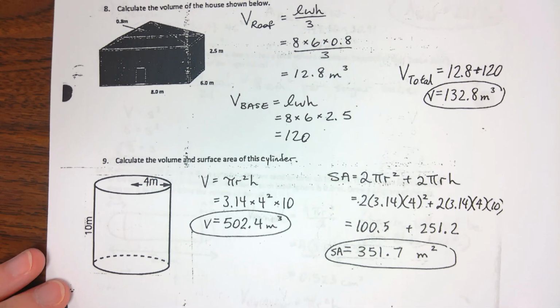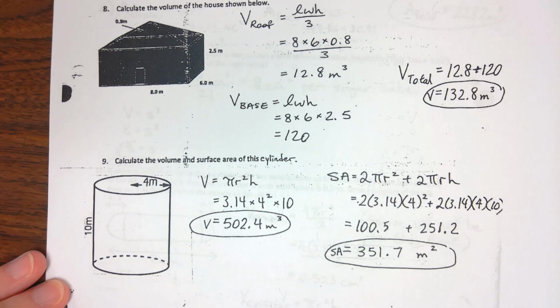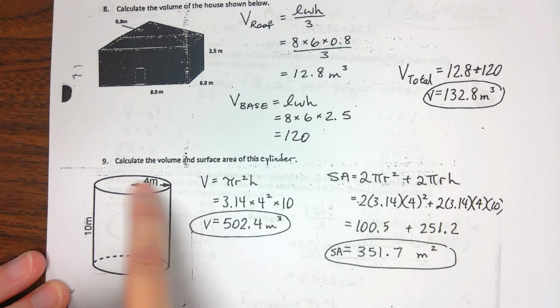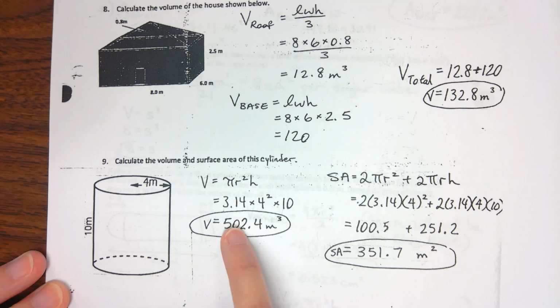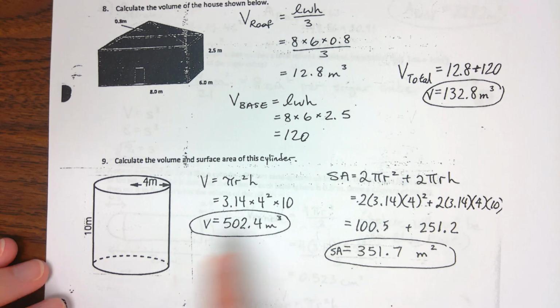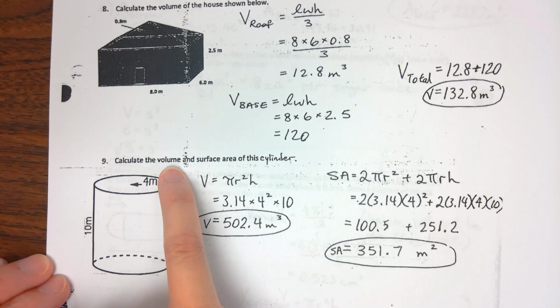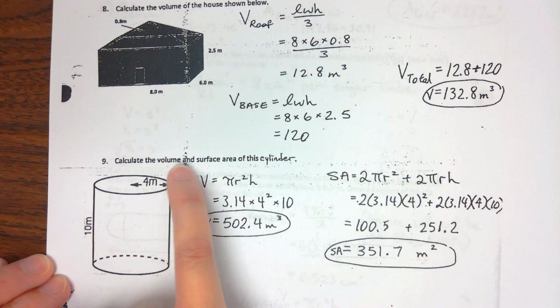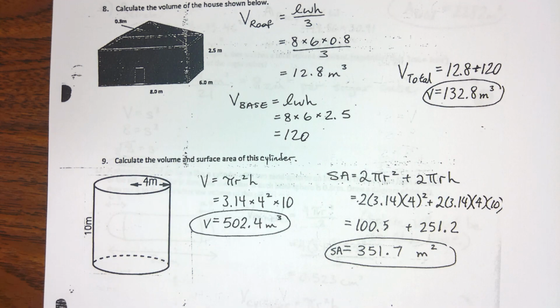Number 9, pretty straightforward. You have a cylinder with a radius and a height. So you're just plugging it into the formulas and you get your answer. Again, don't forget, if the question asks you for volume and surface area, make sure you show both and not just one, because otherwise you did half the question.